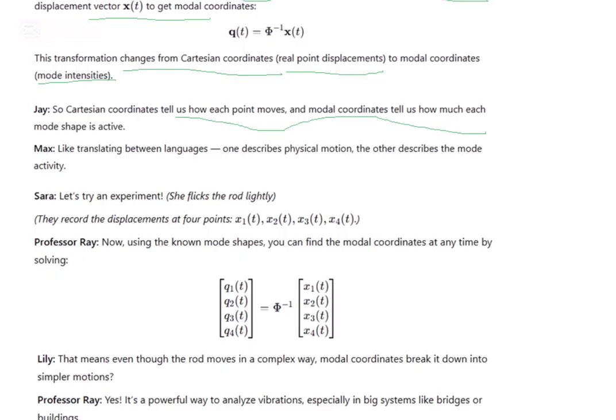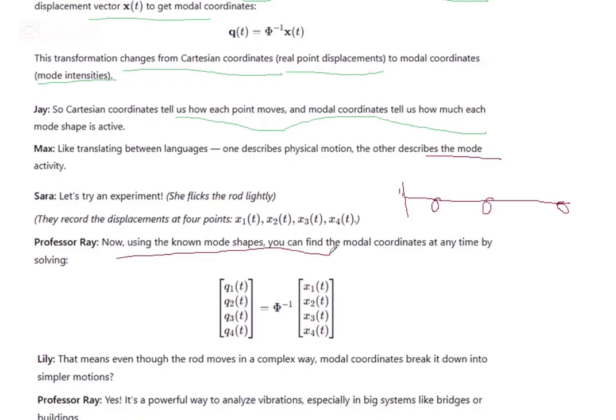In the rod, for example, if I have this kind of rod, and if I have some points like this, my Cartesian coordinate will tell how much this point is moving. But my modal coordinate will tell how much each mode shape is active. The modal coordinate depends on the mode shape. Cartesian coordinates depend on the position.